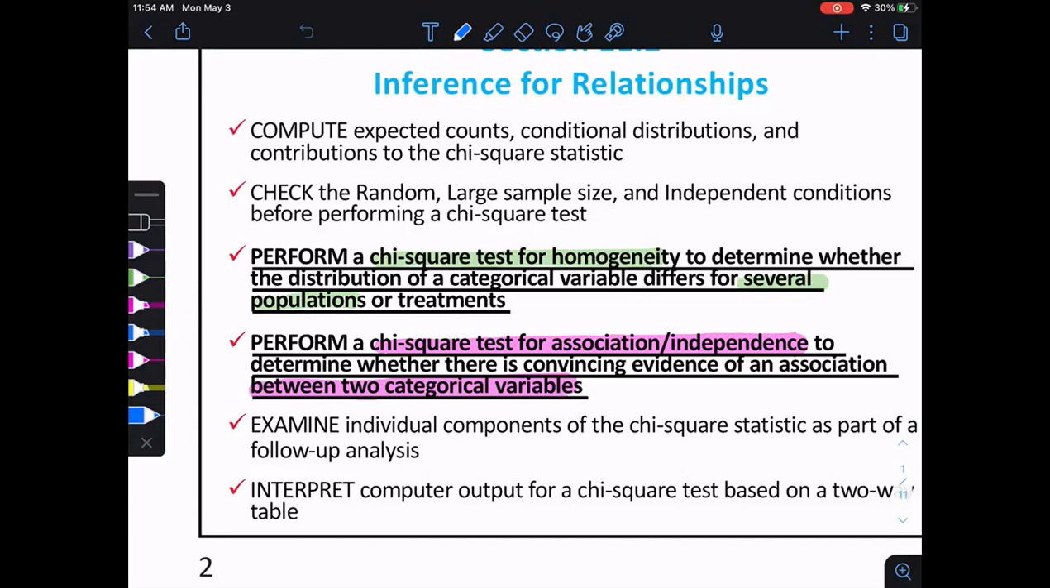The chi-square test for association, that was the first one, is one population, but you're looking at two categorical variables. Two variables, one population is the chi-square test for independence. The chi-square test for homogeneity is one variable, multiple populations. Please understand the difference, because the setup is going to feel very similar for them.